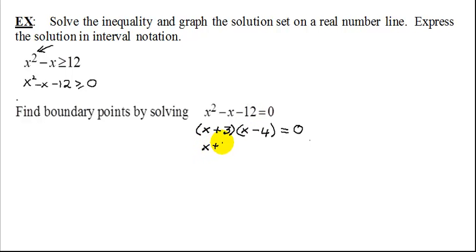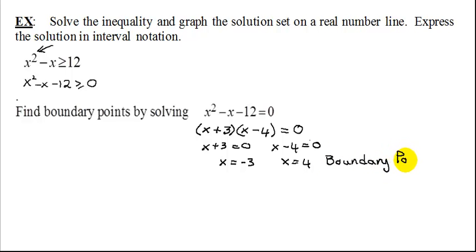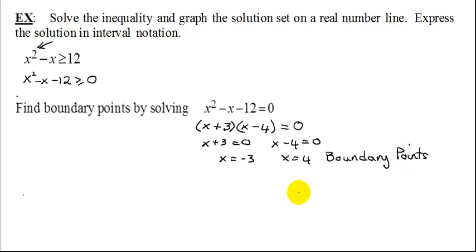Remember, you set each factor equal to 0. And then solve these little equations. x equals negative 3 and x equals 4. So these are my boundary points. Boundary points are points at which the original inequality can change from a true to a false statement.